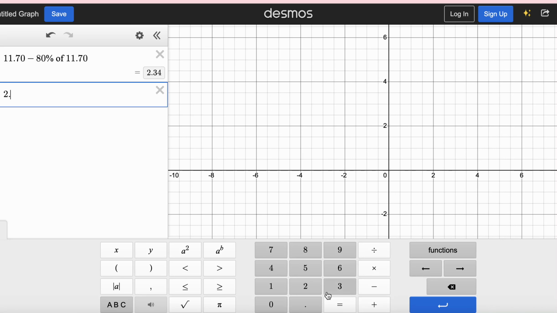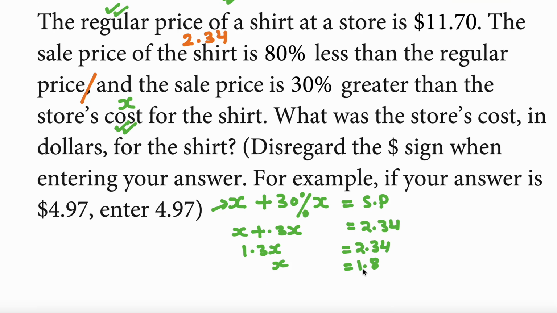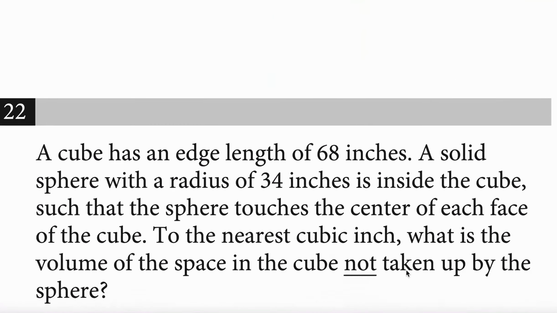2.34 divided by 1.3, that is 1.8. Okay, let's go back to the question. X is equal to 1.8. So that is the cost for the store. Okay, that is what the question is: what was the store's cost in dollars for the shirt? Disregard the dollar sign and enter your answer. So that means you have to enter only 1.8, not $1.8. Okay, now let's come to the next question.